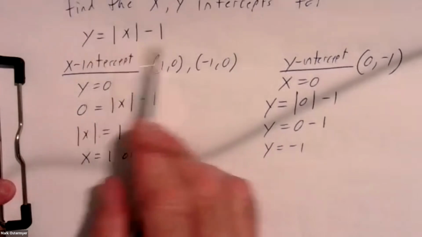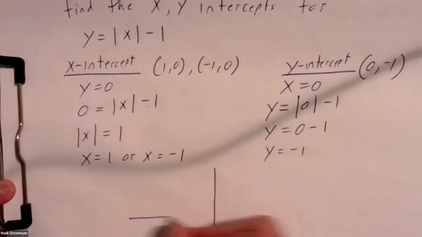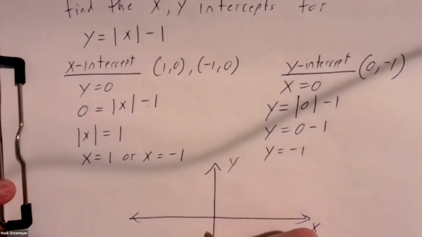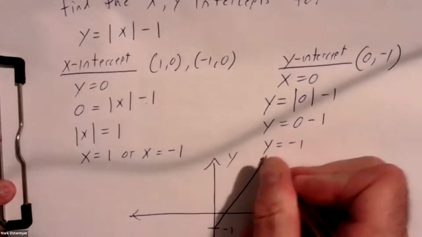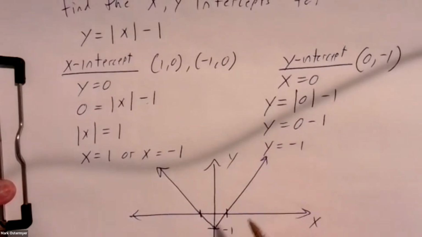Just out of curiosity, if you were to take the time and graph this absolute value equation or function, we would see that the graph would be a V-shaped graph opening upwards. And there's going to be two x-intercepts, negative 1 and positive 1. And then you have a y-intercept, which is at 0, negative 1 down here. That's your y-intercept. Is this making any sense here? All right.